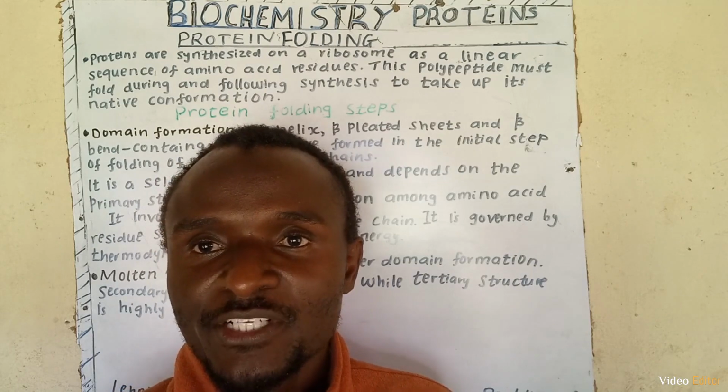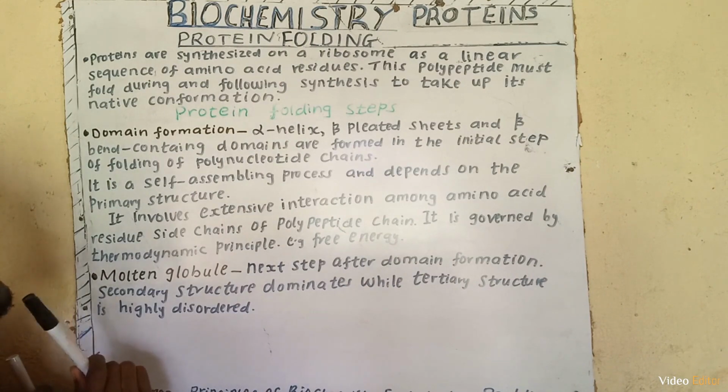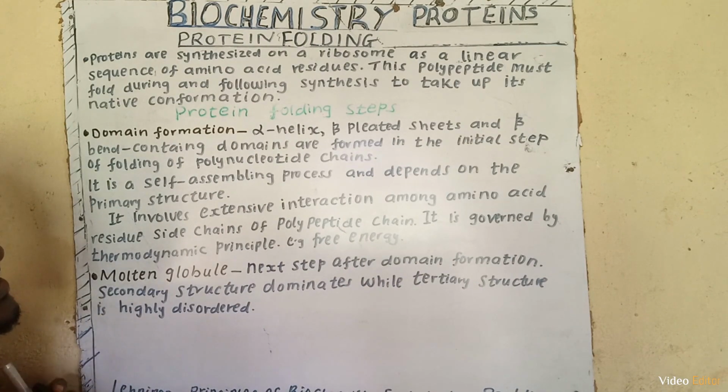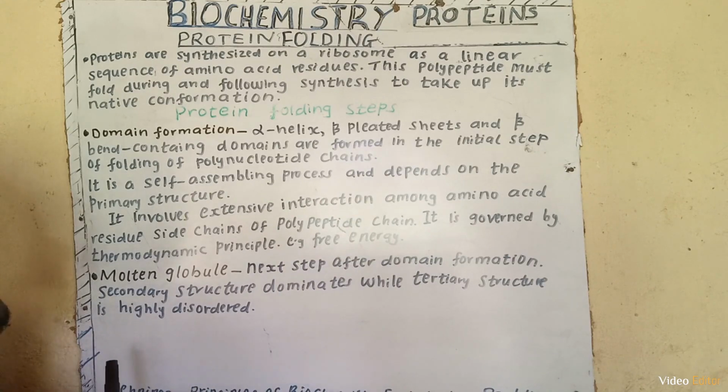Let's go through our notes. Protein folding. Proteins are synthesized on a ribosome as a linear sequence of amino acid residues. This polypeptide must fold during and following synthesis to take up its native conformation. So steps in protein folding, we have domain formation. In this case, alpha helix, beta pleated sheets, and beta bend containing domains are formed in the initial step of folding of polynucleotide chains.